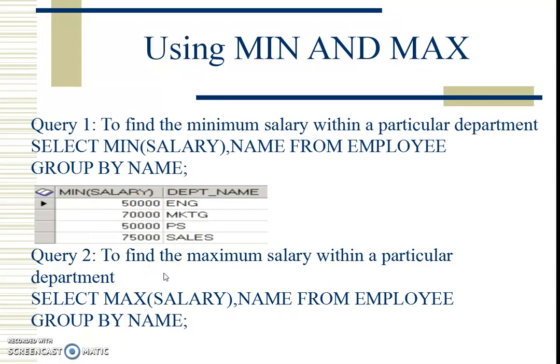Is that clear? So in this lecture, we discussed 5 aggregate operators: sum, average, count, minimum and maximum. So today's exercise is based on this. Hope you will understand this.